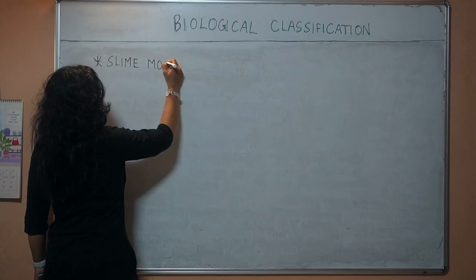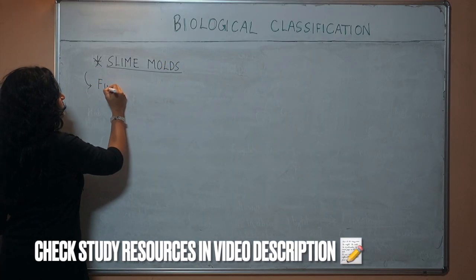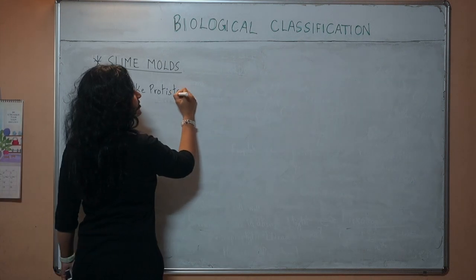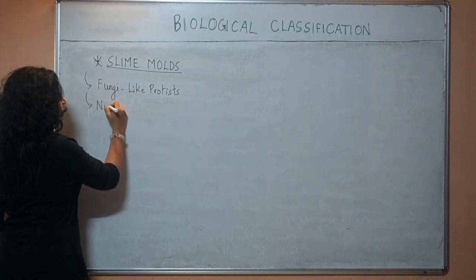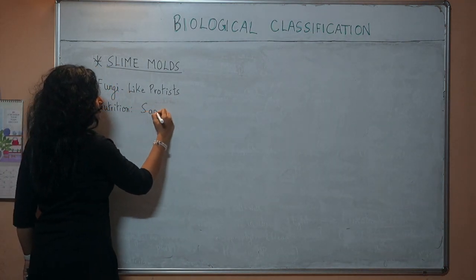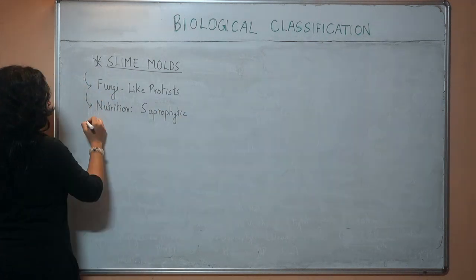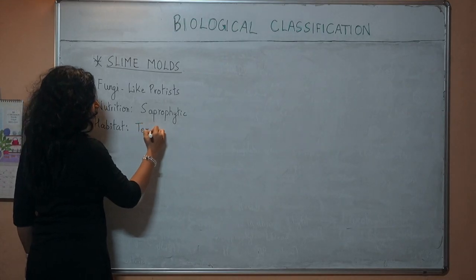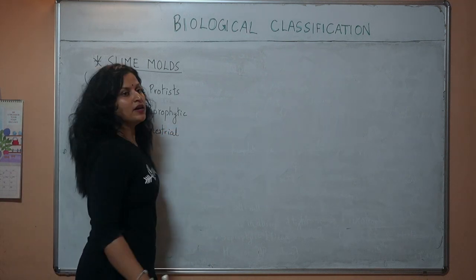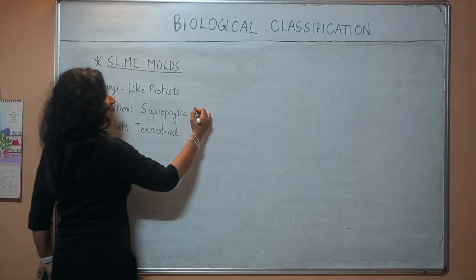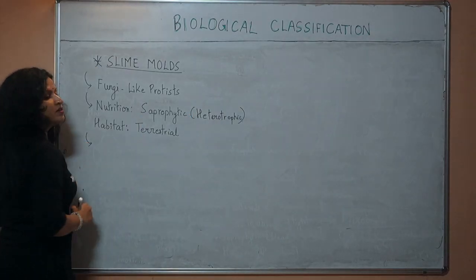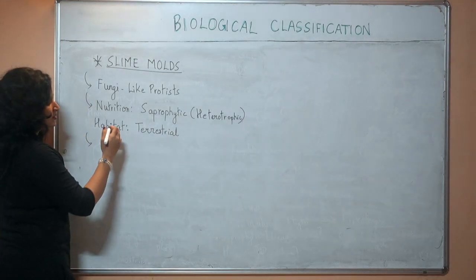So after diatoms, dinoflagellates, euglenoids, we are going to do slime molds. These are the fungi-like protists. What are the different fungi-like features that they show? We will see shortly. Their nutrition is saprophytic, which is heterotrophic in nature, and their habitat is terrestrial, not aquatic like diatoms, dinoflagellates, euglenoids. They are terrestrial forms. So unicellular, eukaryotic, fungi-like cells, isn't it?